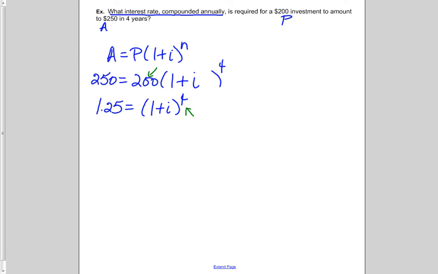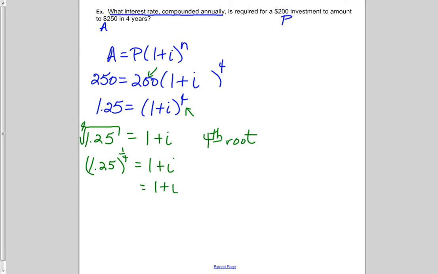How do we get rid of to the power of 4? What is the opposite of to the power of 4? That would be take the fourth root of both sides. 1.25, you can write it in two ways. Fourth root is the 4 in the little house, fourth root, or you can write 1.25 to the 1/4. If you do 1.25 to the power of 1/4, you will get 1.057. So our I value, if we subtract 1 from both sides, is 0.057 or 5.7%.